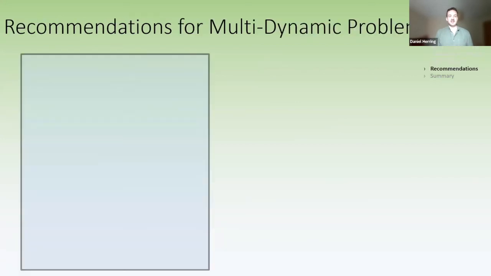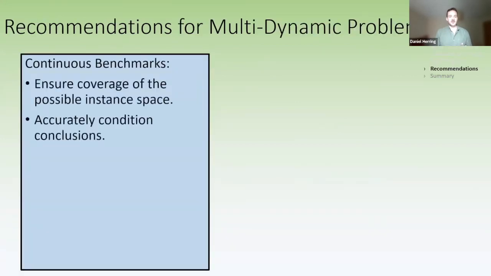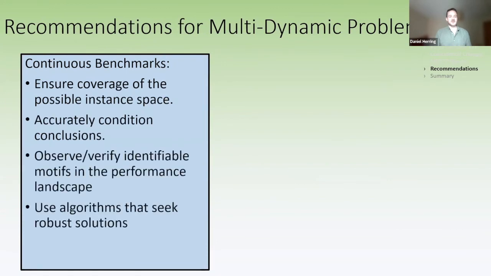So in terms of recommendations, we want to ensure coverage of the possible instance space, so use a variety of frequency and severities for multi-dynamic problems. Make sure that conclusions are accurately conditioned on which parameters you've used. We can use those observable motifs, the factor frequency and the dominant component, to help identify and navigate the possible dynamic instance landscape. We could also consider using algorithms that seek robust solutions, or algorithms that are adaptive or aware of the changes happening in the search space.